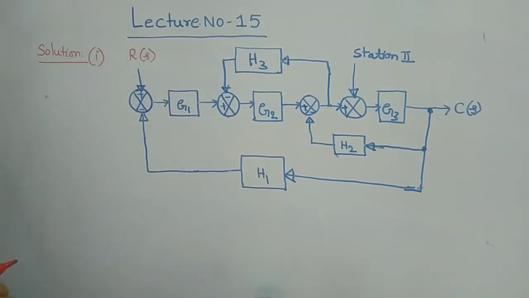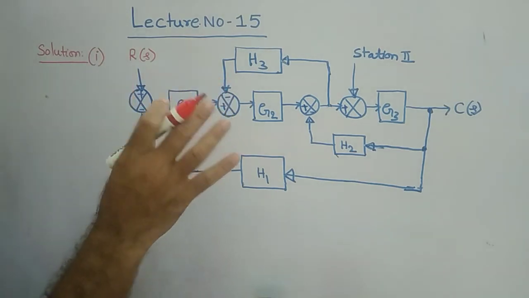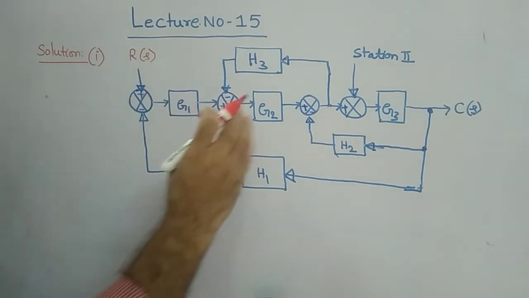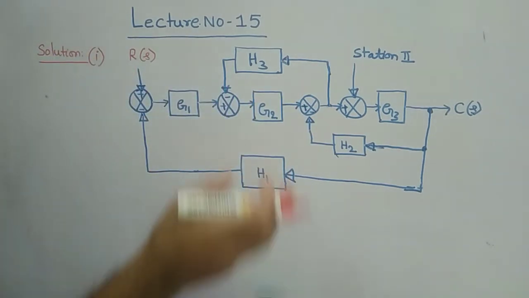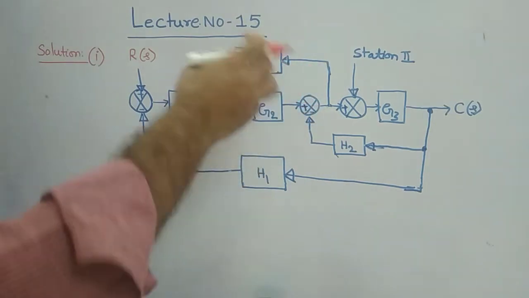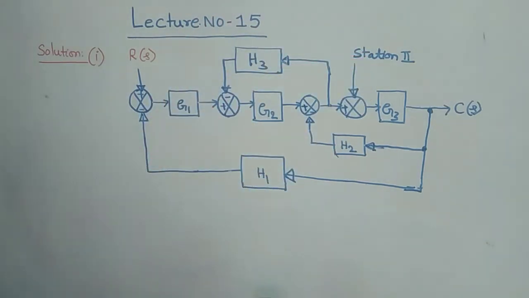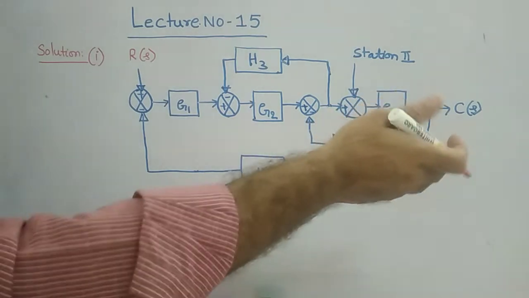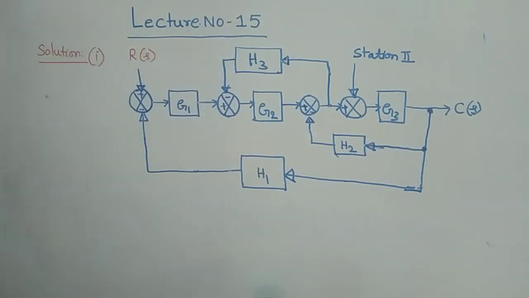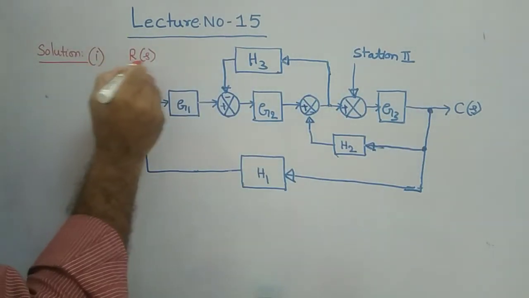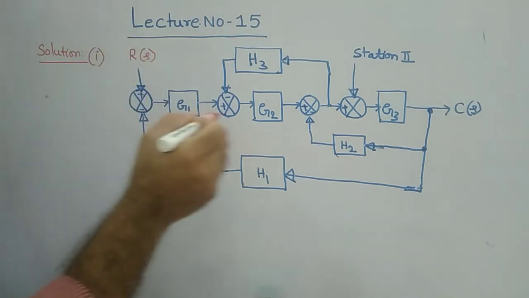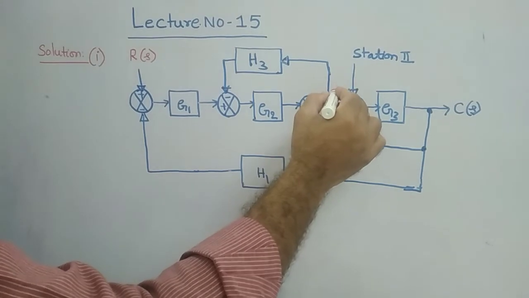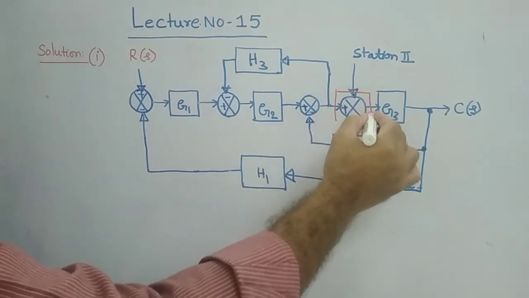In this case, I will try to minimize in the diagrams itself instead of writing so many blocks. I will explain how the blocks will be minimized, will be reduced in order to get that C of S by R of S. Assume that R of S is at station 1. By assuming this, what we have to do? We have to put this as 0.